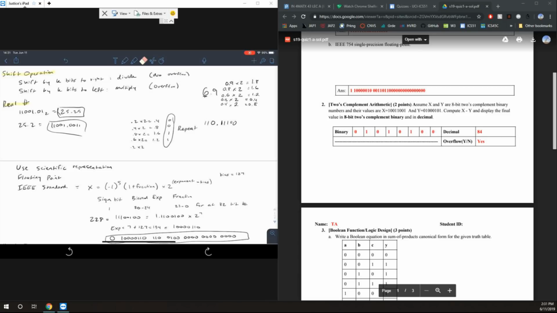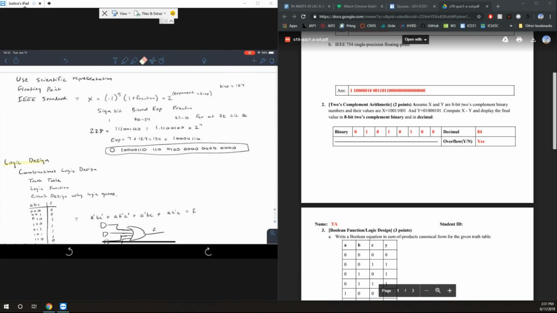we can just talk about the IEEE standard. All it is is a 32-bit number, and it's separated into different portions. The first portion is a sign bit, this part. The second portion is the biased exponent, which is another 8 bits. And then the last part is the rest of it, the fraction part.